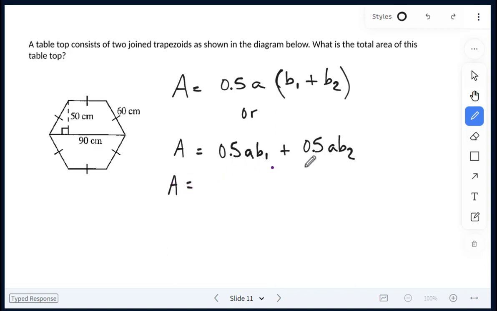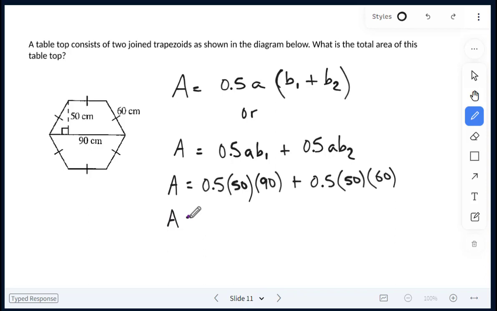So I'll use the second formula here. So 0.5, altitude is 50, base 1 is 90, and then again 0.5, altitude is 50, and base 2 is 60. All right, so we would figure out this part first, figure out this part, and then we would add the two together.